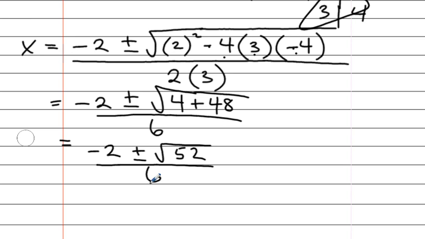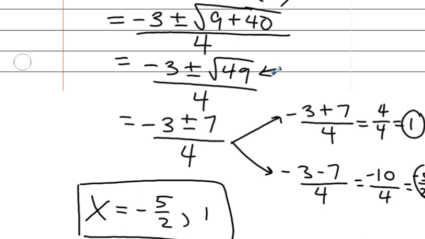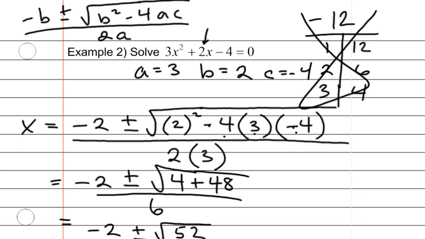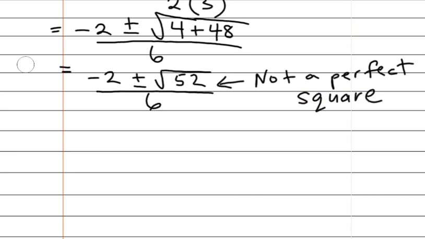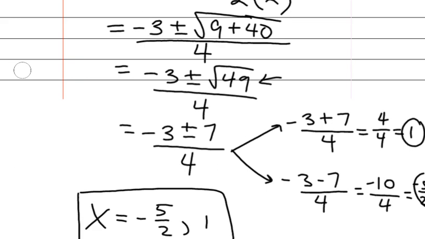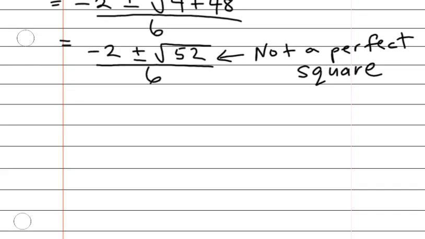Now, in example 1, we had that our square root was 49, which we knew. That's a perfect square, so you would get 7. However, in this one, we have 52, which is not a perfect square. So if you get not a perfect square, that's why you could not factor it originally. If you do get a perfect square when you're solving a quadratic, like the first one, then that means it was factorable in the beginning. But when you cannot factor, you're going to get an answer that is not a perfect square.